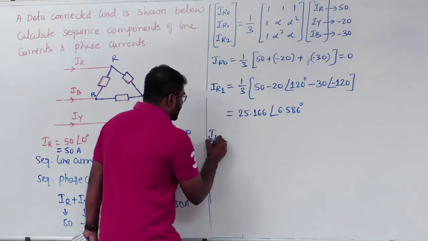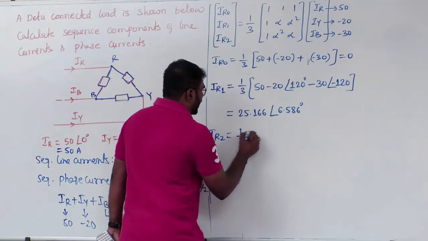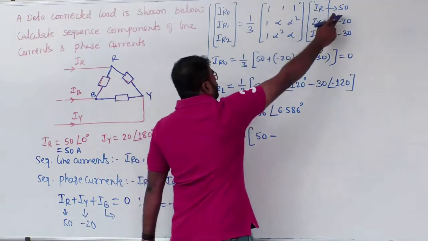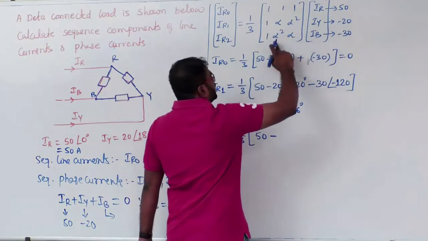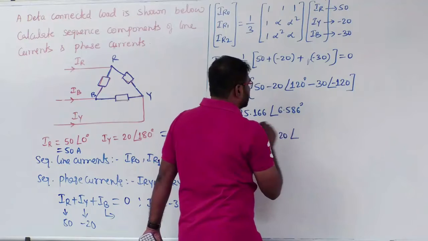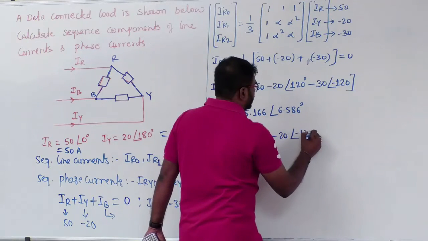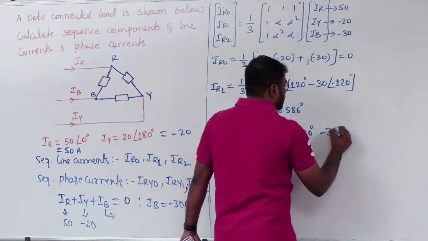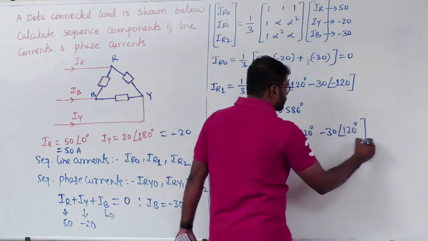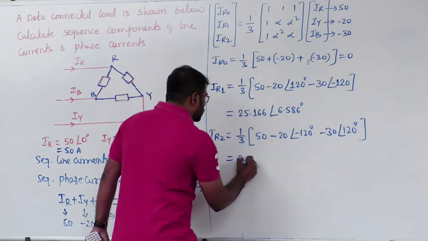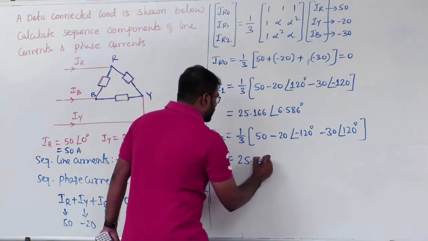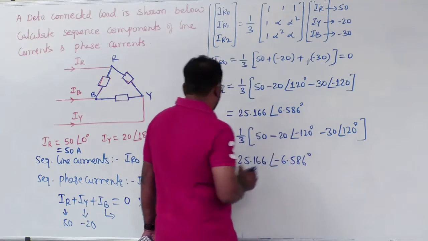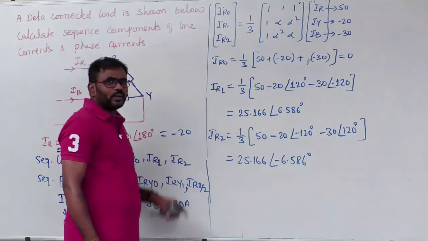Now similarly, what is IR2? 1 by 3 times 50 minus 20 into alpha square, so minus 20, alpha square is 1 at an angle minus 120, minus 30 alpha, 30 at an angle 120 degrees. If I solve this, we get 25.166 at an angle minus 6.586 degrees. So that's about IR0, IR1 and IR2.